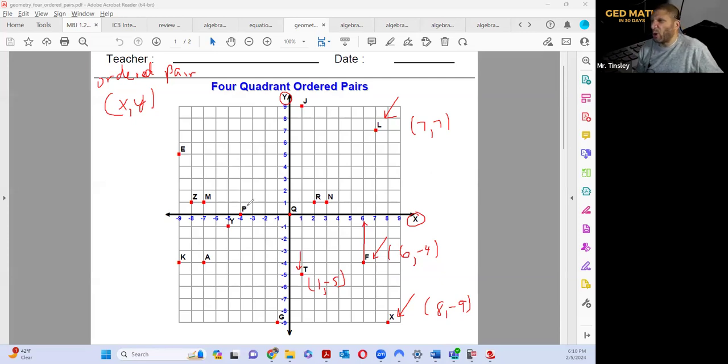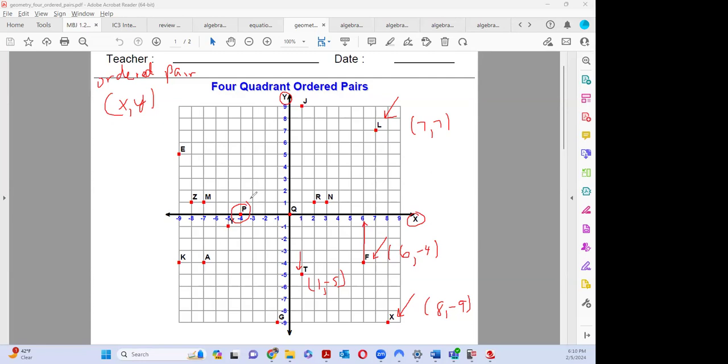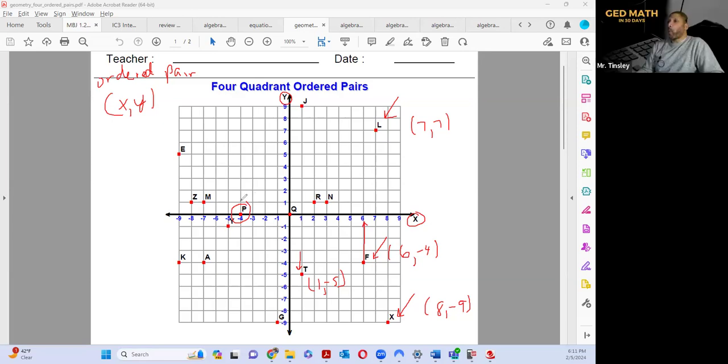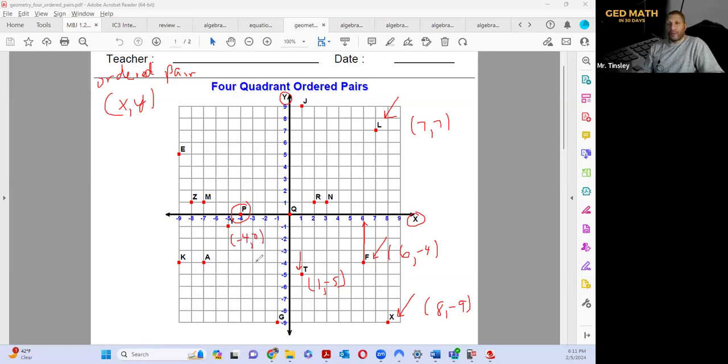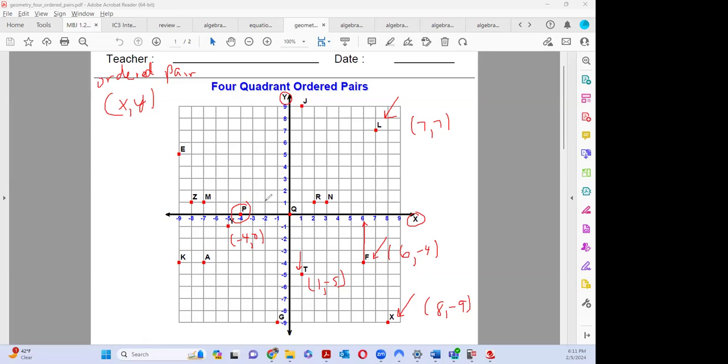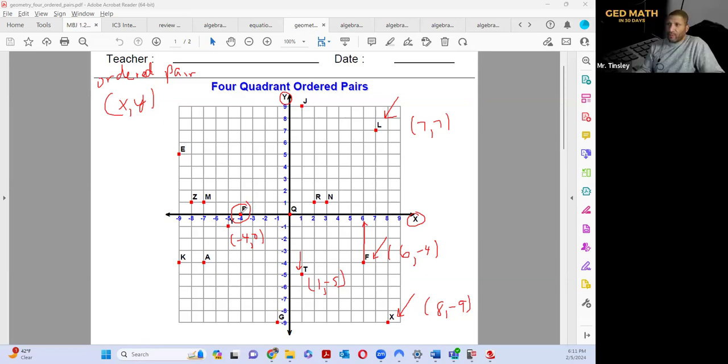And last but not least, I'm gonna give you a hard one. P. Is it 4 and 4? Nope. I mean 4 and -4? Nope. It's right on the x-axis, and it's negative. It's -4 and 0. Remember, every point on the x-axis has a y of 0. I'm already on my x. If I go over to my y, it's 0. Remember, the origin is 0, 0.